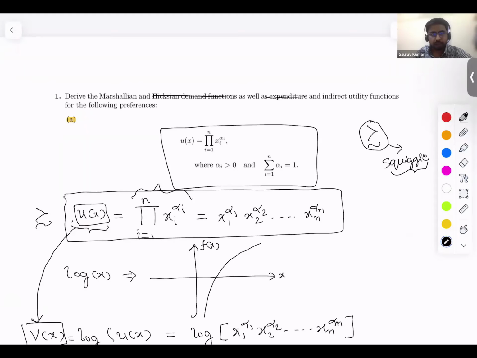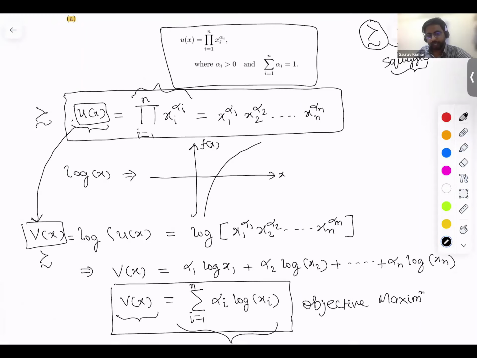So the technique used in this problem is a standard technique that has to be used in every consumer optimization problem. You formulate a Lagrangian using the objective function that has been given to you.